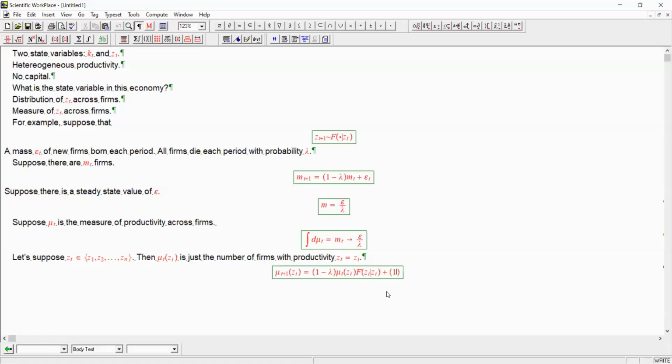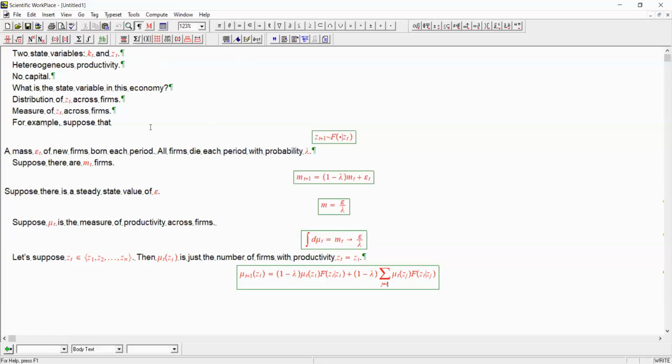For the others, again, you had to survive. You had to have some mu of zj, and then you're going to zi, given that yesterday you had zj, and of course this we want to add over all the possible values that don't equal i.